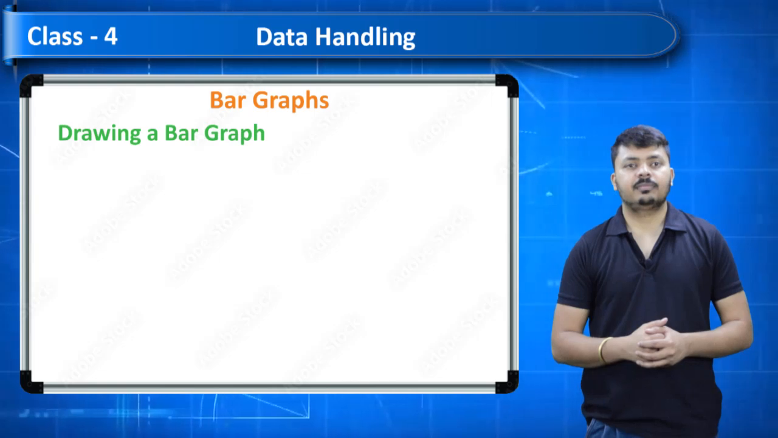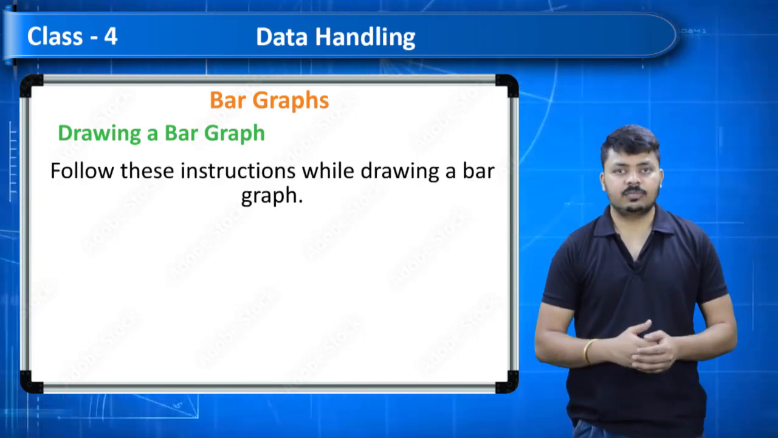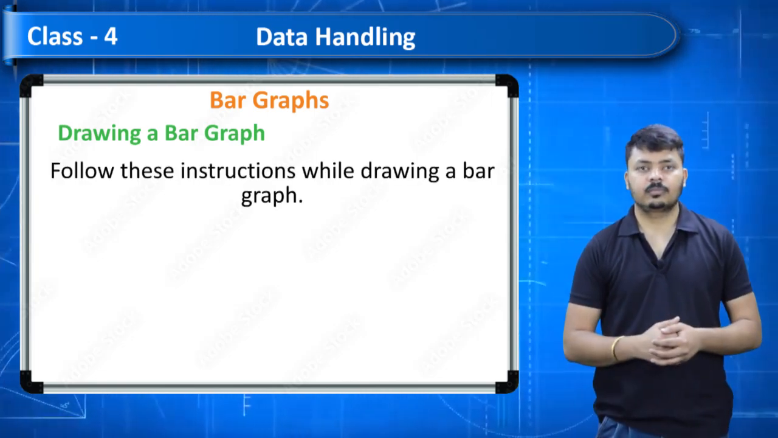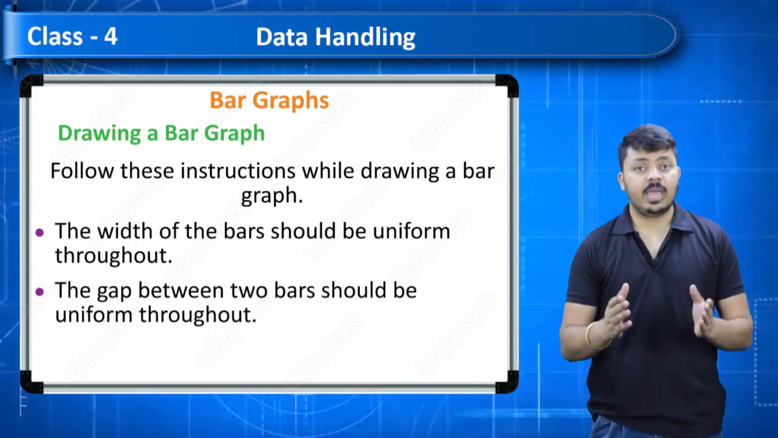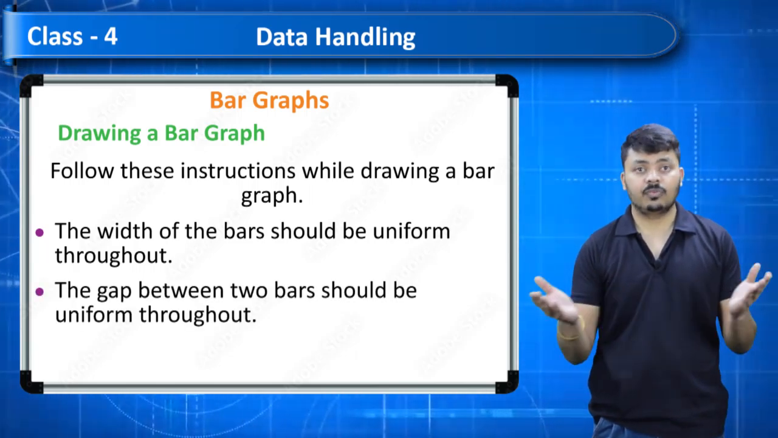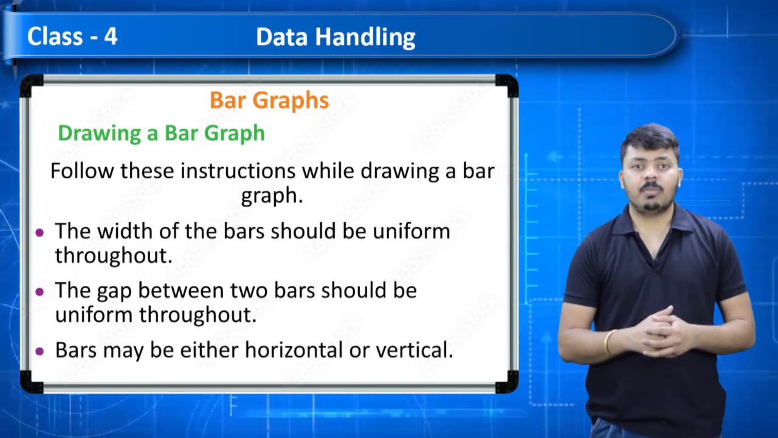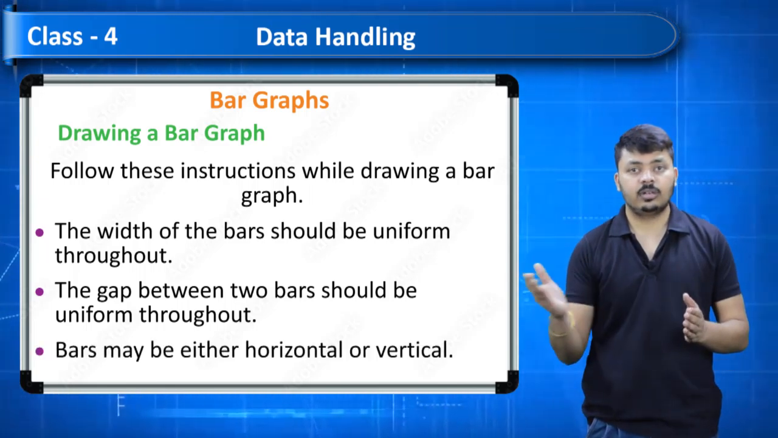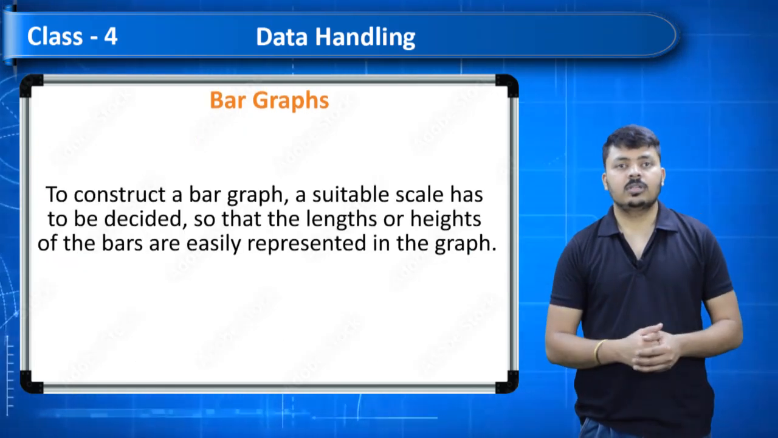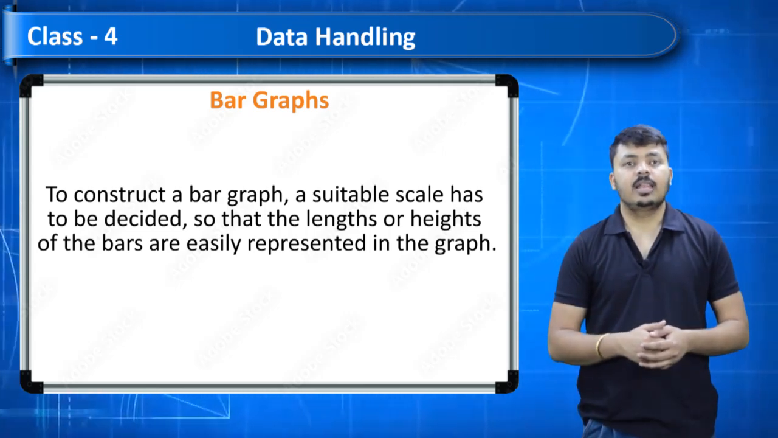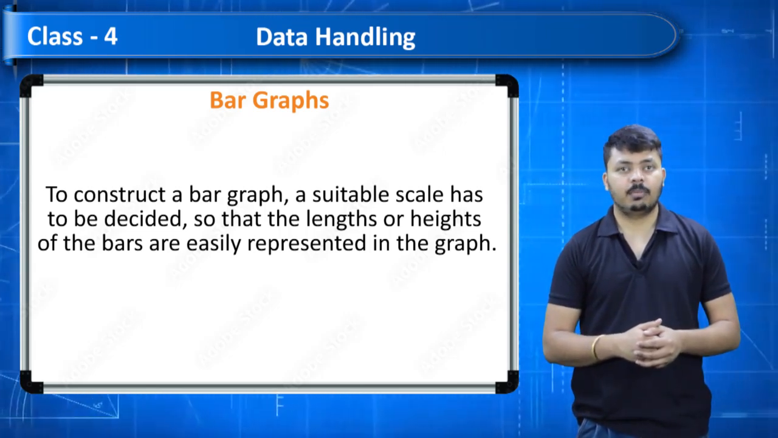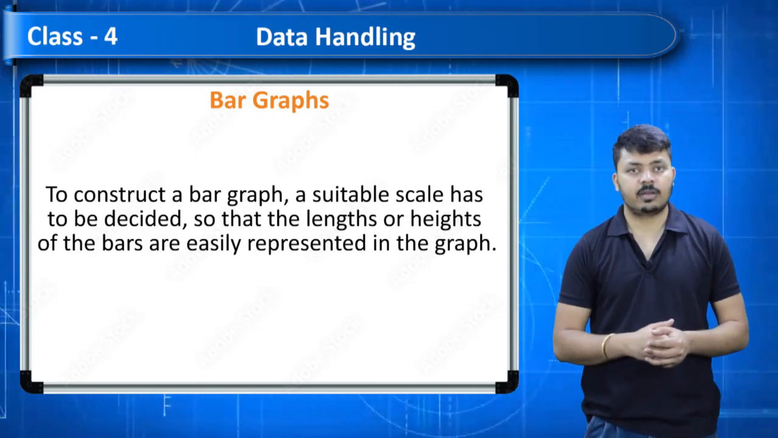Drawing a bar graph. Follow these instructions while drawing a bar graph. The width of the bar should be uniform throughout. The gap between two bars should be uniform throughout. The bars may be either horizontal or vertical. To construct a bar graph, a suitable scale has to be decided so that length or height of the bars are easily represented in the graph.